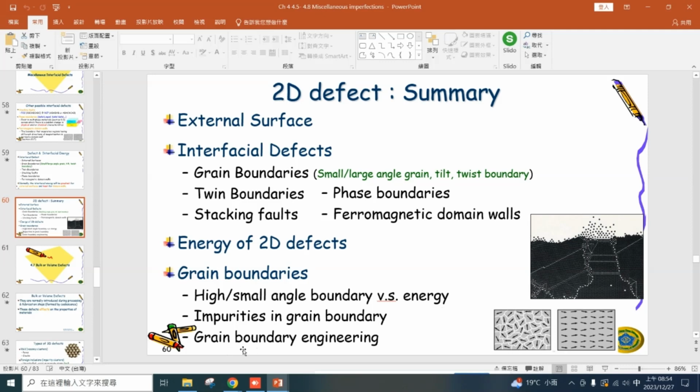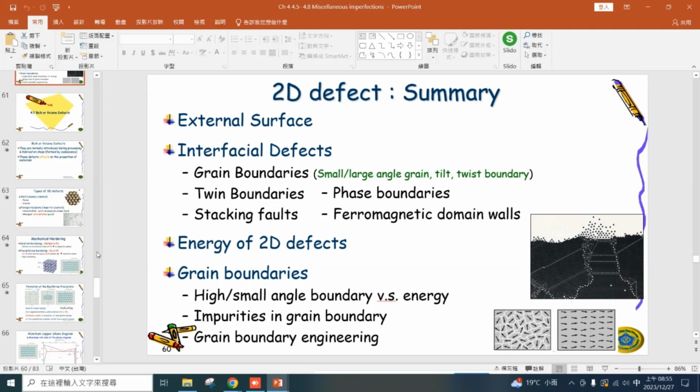And also grain boundary engineering. Okay, if you want to have a robust material, or you want a material that is easy to elongate, to extend and make longer, you have different ways of doing the grain boundary. So that's what we call grain boundary engineering. So this is two-dimensional defects.